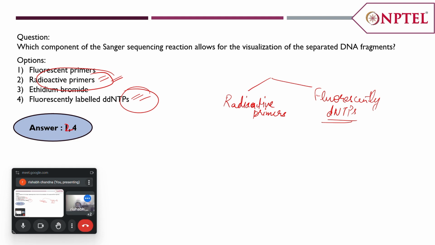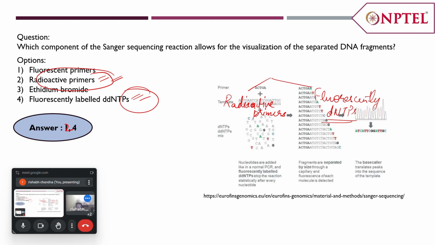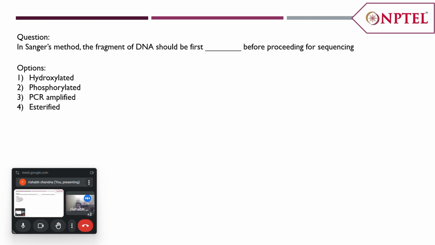Okay, if not, then we'll move on to the next question. This is a similar explanation. If we are using fluorescently labeled ddNTPs, that would give us peaks like this. This is how the data is visualized nowadays in high throughput sequencing techniques. The next question is, in Sanger's method, the fragment of DNA should be first what before proceeding for sequencing? What can be the correct answer?